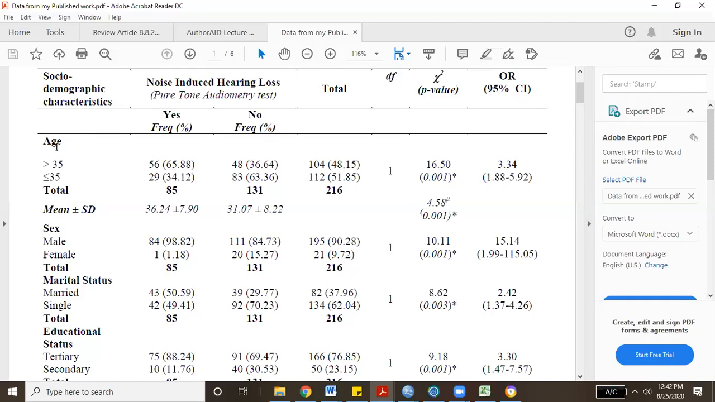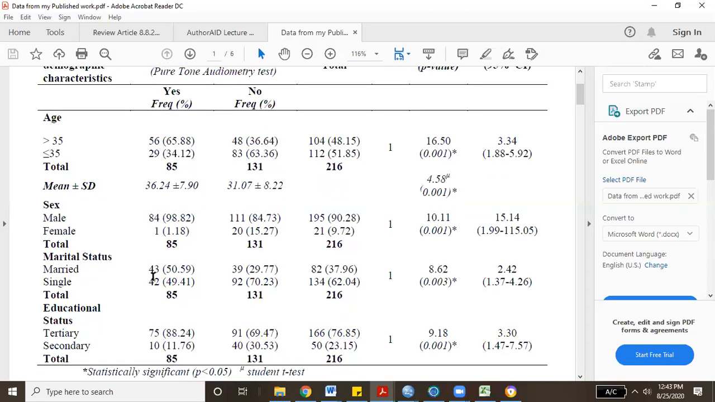And apart from the age, I also used sex. And the sex is showing that males were 15.14 times more likely to have noise-induced hearing loss. This table also showed that those that are married, because our interest is in the value that is up, that's how it is done. Those that are married are 2.42 times more likely to have noise-induced hearing loss. And also those that have tertiary education are 3.30 times more likely to have noise-induced hearing loss.